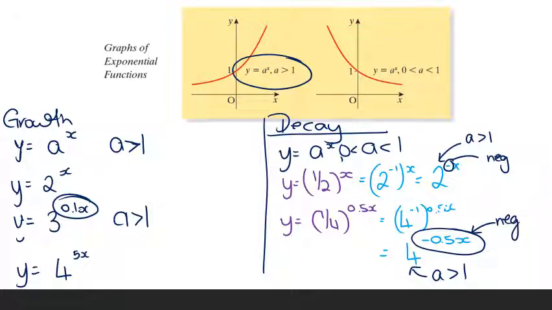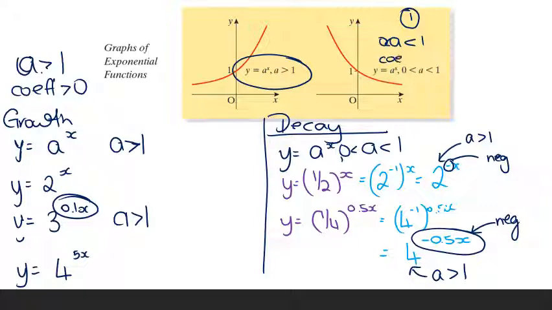So to summarize, we have got growth if a is greater than 1 and the coefficient is greater than 0. Here we have decay if, two scenarios, a is between 1 and 0 and the coefficient is positive, or if a is greater than 1 but we have a negative coefficient.